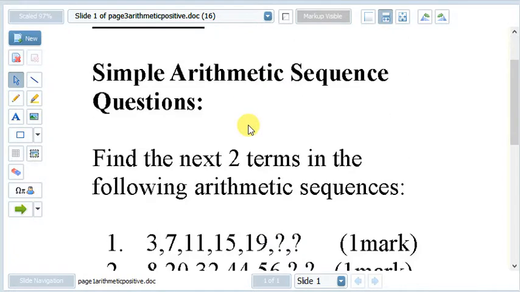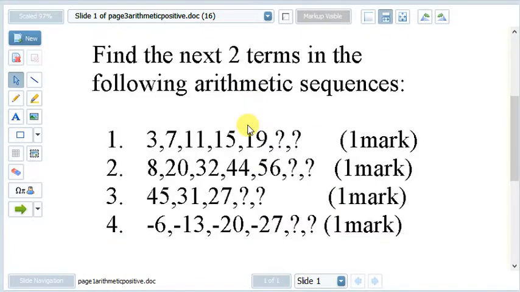Okay, so find the next two terms in the following arithmetic sequences. Very straightforward. You work out what the common difference is, and then you just work out the next two terms. Just pause the video while you're having a go at that.